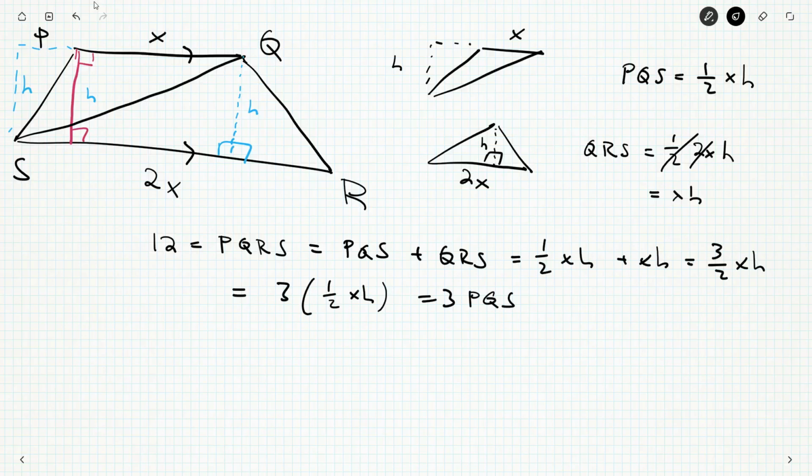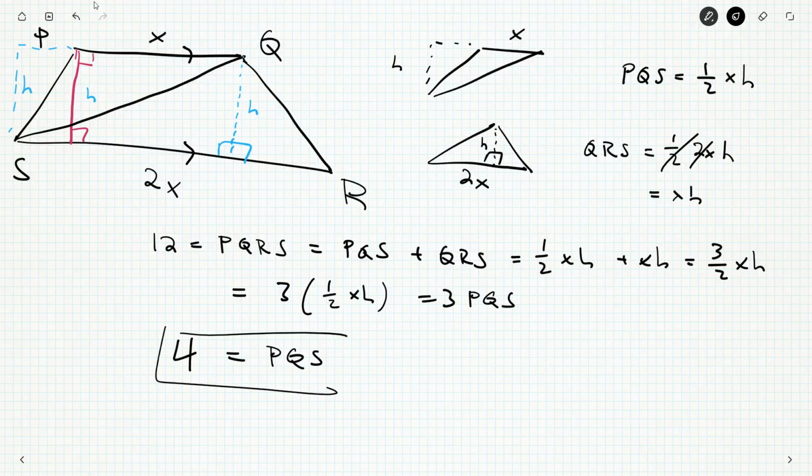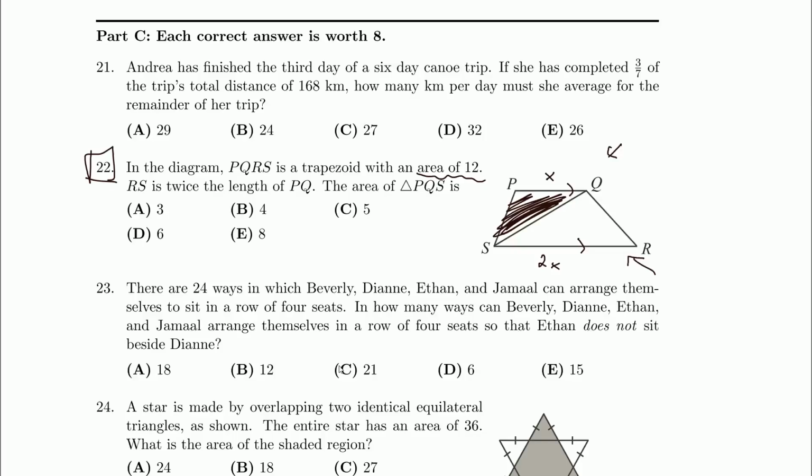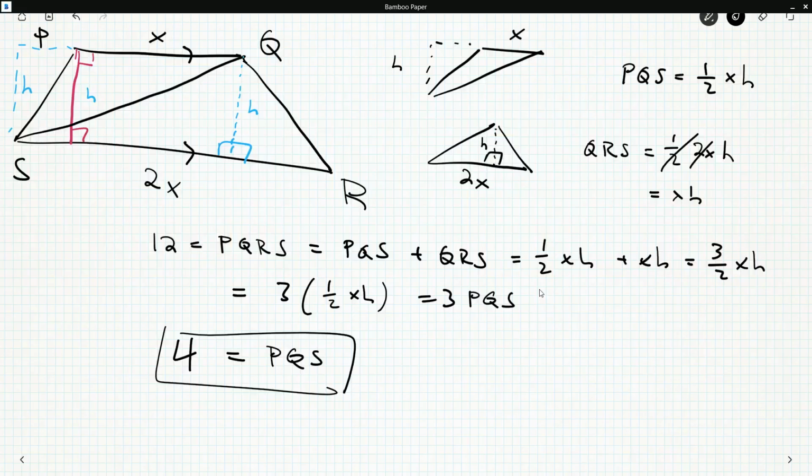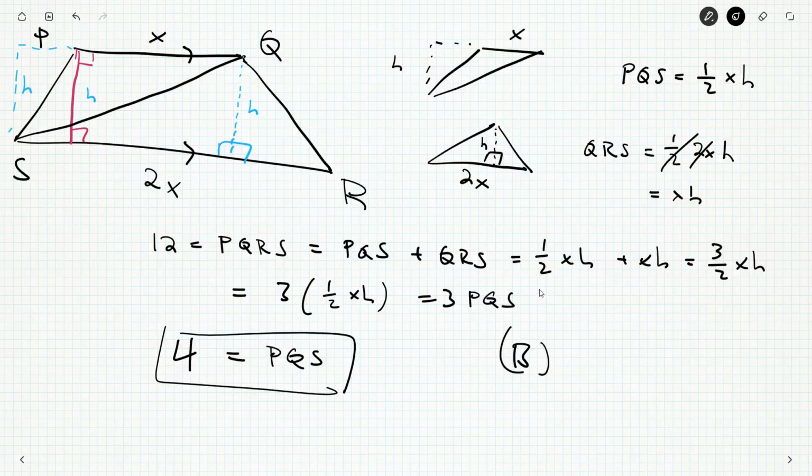Okie dokie. Then I know 12 is 3 times the area of PQS, so dividing both sides by 3, 4 is the area of PQS. So my final answer is going to be 4, and that's B right there. Now, I did sort of rely on PQ being parallel to RS. I would say that's apparent from the picture.